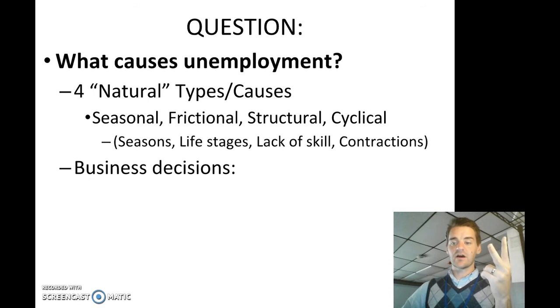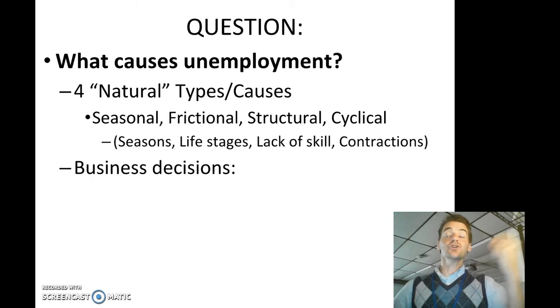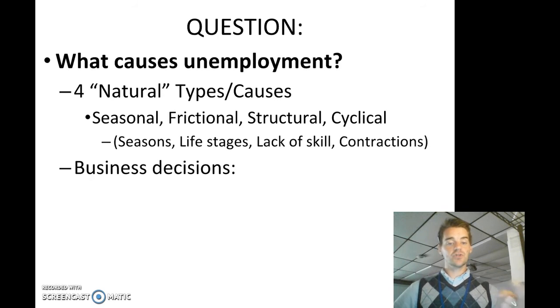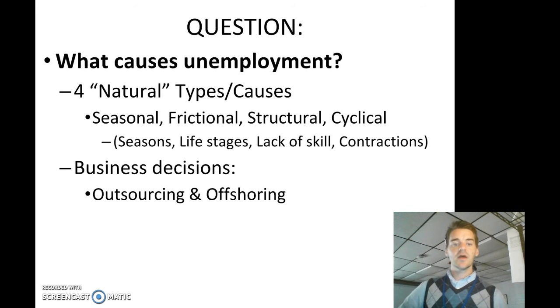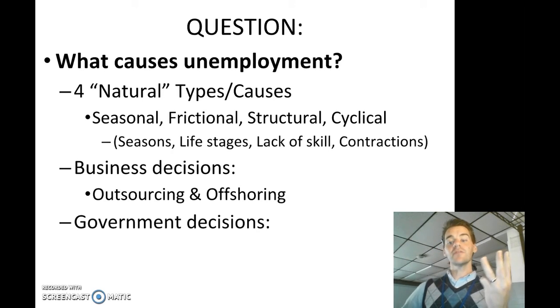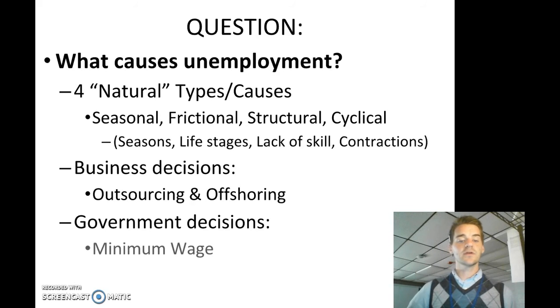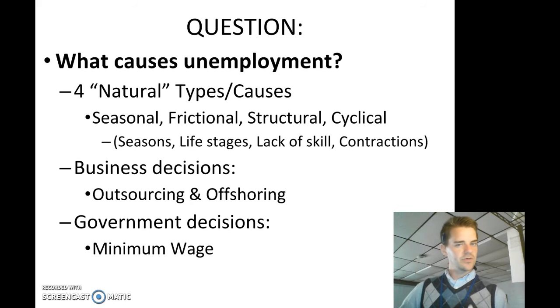The second thing that can cause unemployment is when businesses choose to fire their workers. And there are 2 specific things that businesses sometimes do, and that is called outsourcing and offshoring. We're not going to talk about that today, but we will talk about that in the next few days. The third thing that can cause unemployment is government decisions. Even though we know the government wants to help us find jobs, sometimes there are things that the government does that actually cost people their jobs. And one thing we'll talk about is a little bit controversial. Not everybody agrees that this causes unemployment, but some people do, and it's the issue of minimum wage. And again, we're not going to talk about that today. We will in the next week or so, okay?